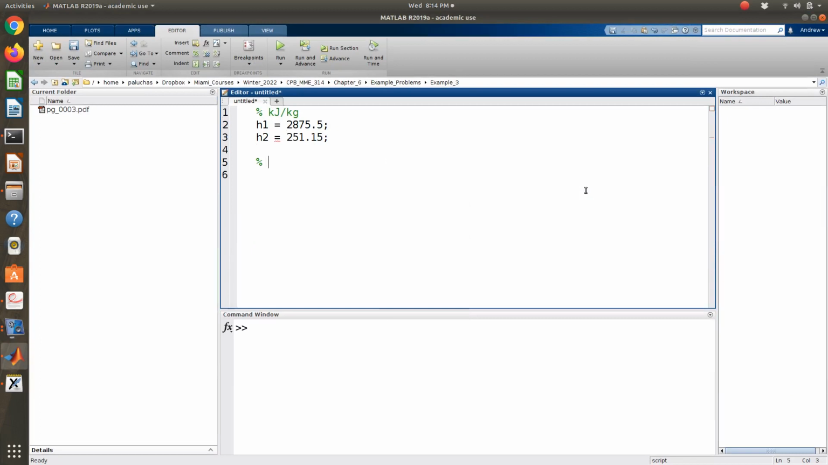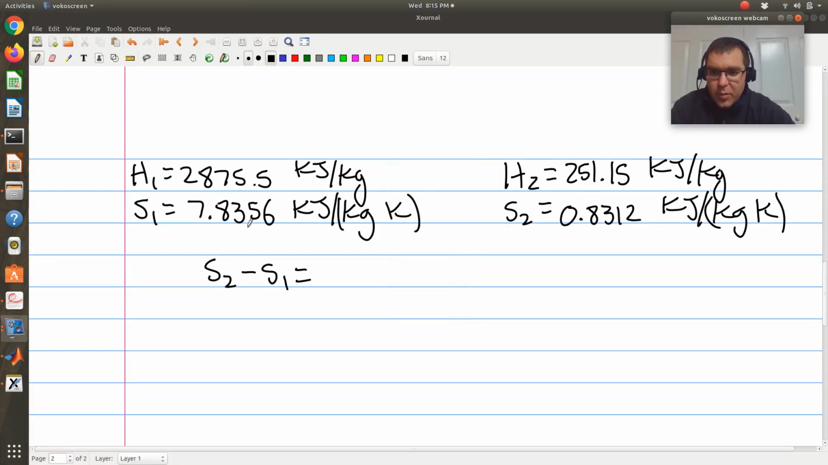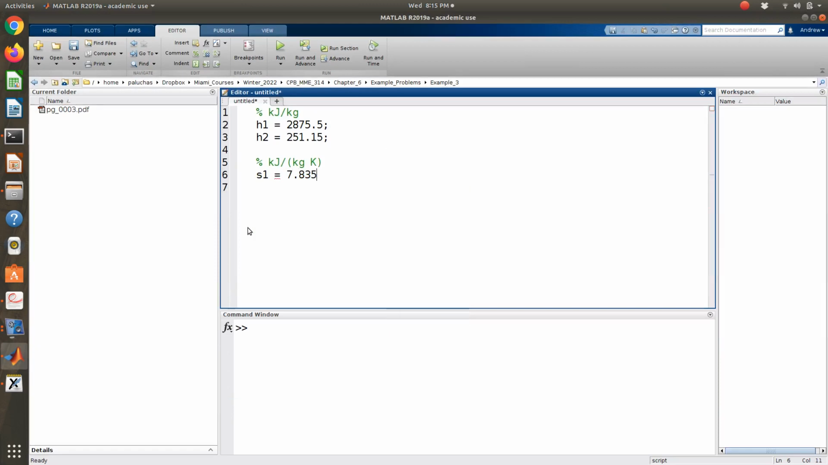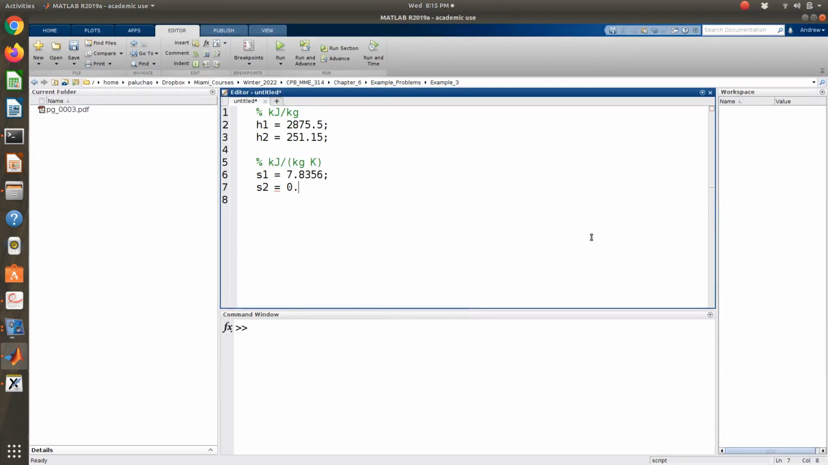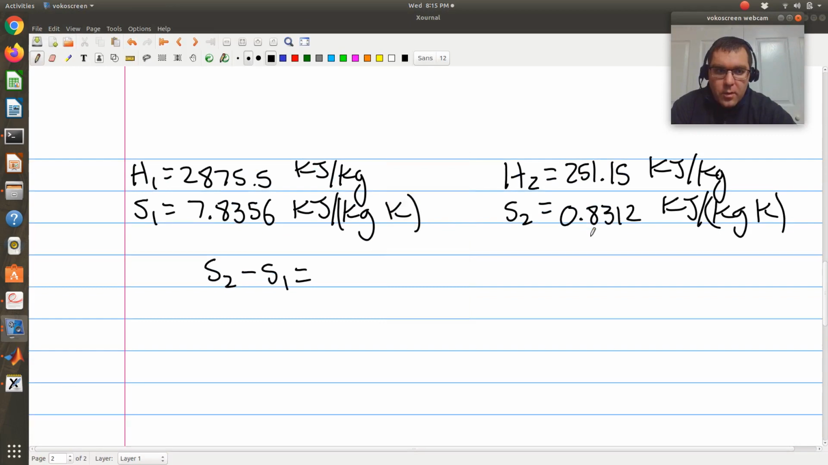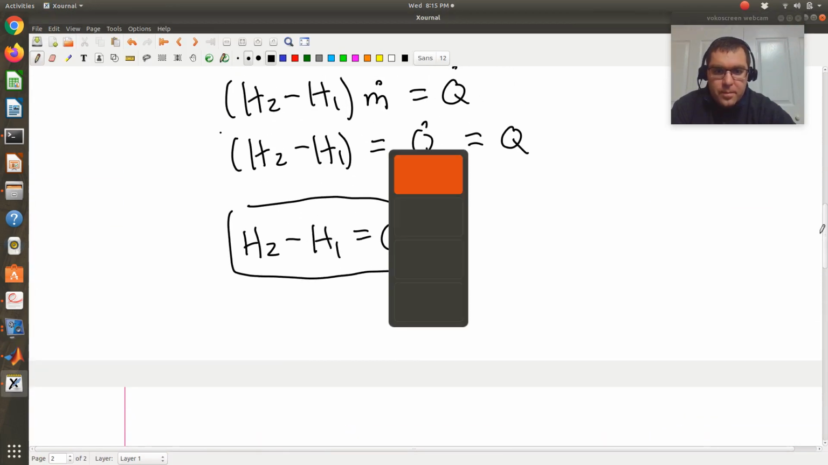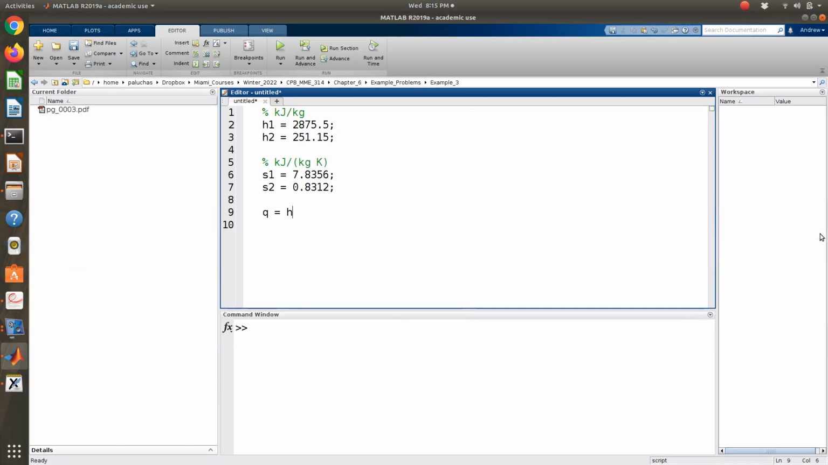Okay. Now for entropy, that's kilojoules per kilogram Kelvin. S1 is 7.8356. S2 is 0.8312. Okay, so calculating Q. Q is just H2 minus H1. And then DS, I'm going to call this DS system, is S2 minus S1.